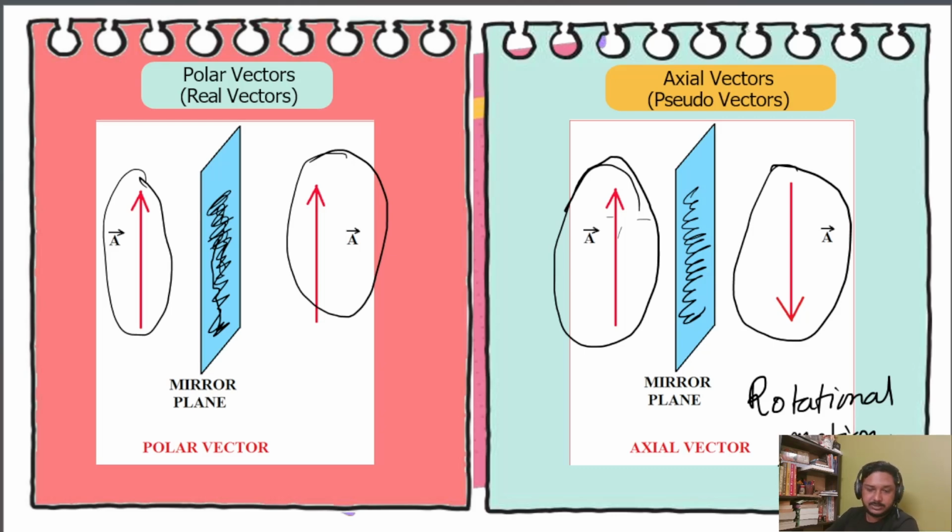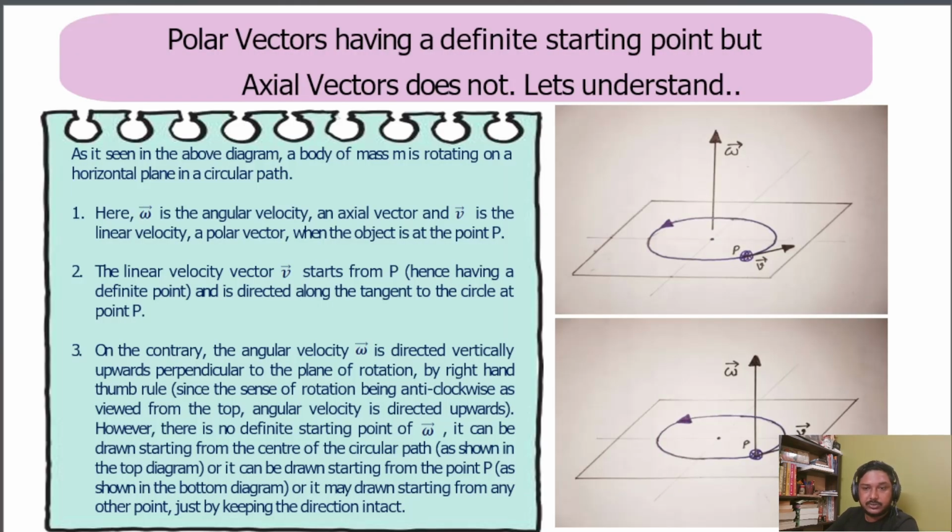Now why this happens, that is the next question. So let us see an example. Polar vectors have definite starting and ending points but axial vectors don't. Let's understand. As seen in this diagram, a body of mass m is rotating in a horizontal plane in a circular path. So let us follow this diagram. This is diagram number 1.